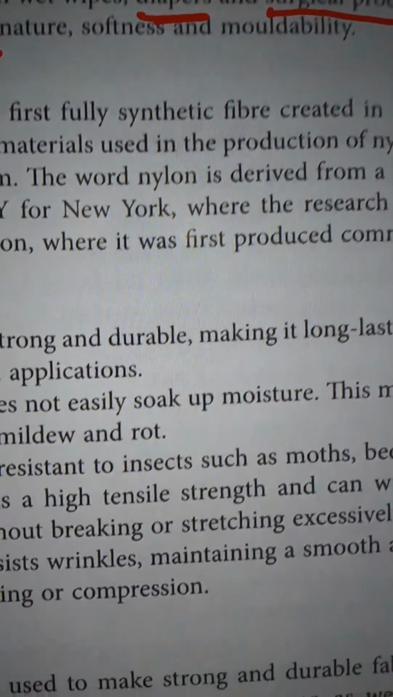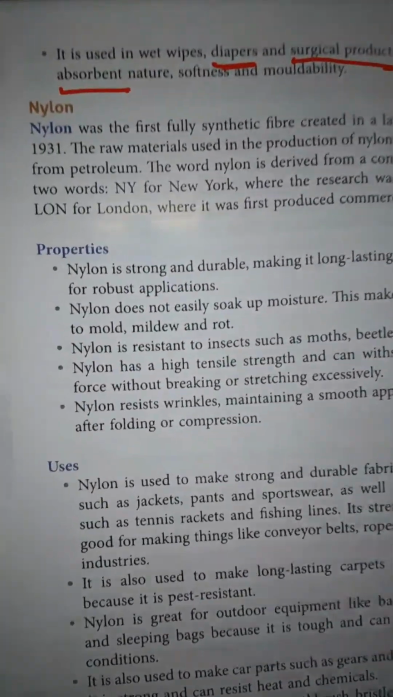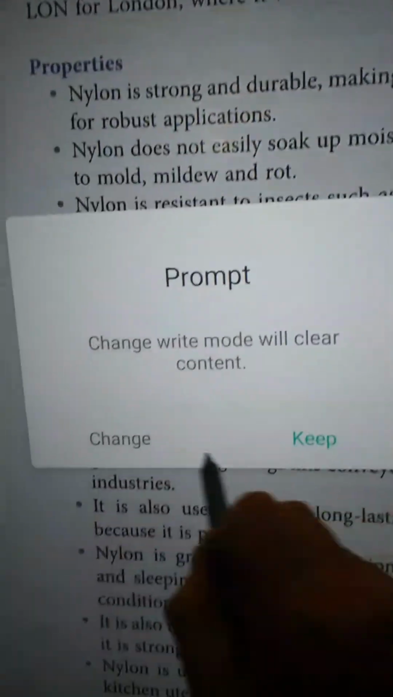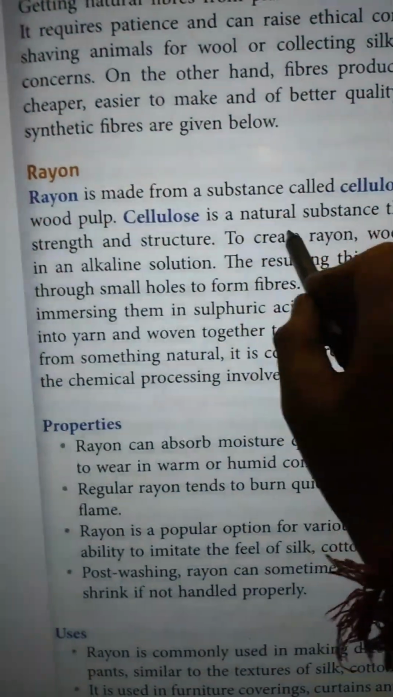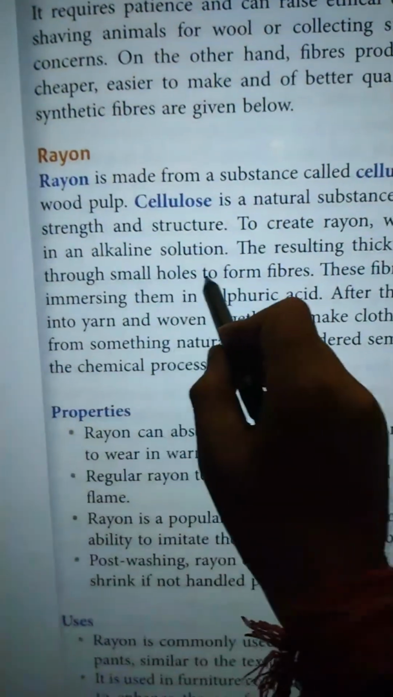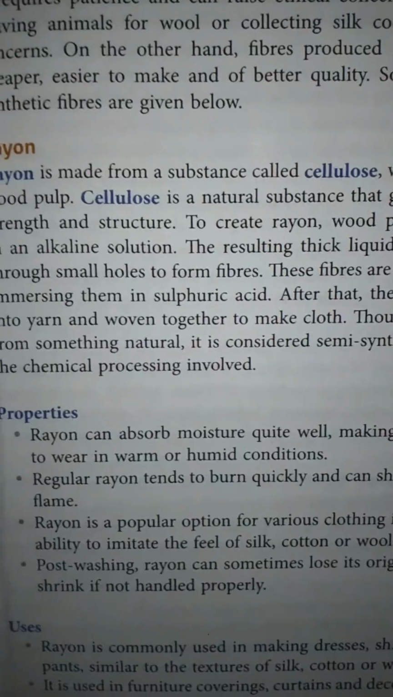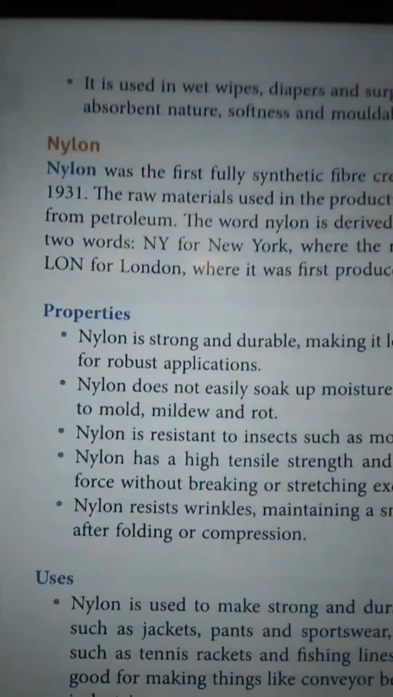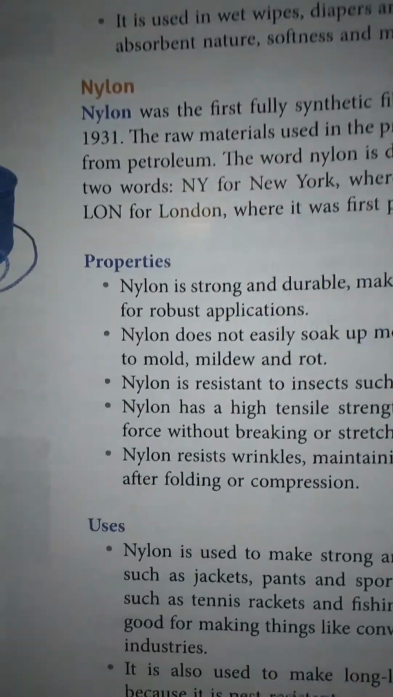So in this you have to remember what rayon is and how it is made. This part is important. First it is made into a pulp. The pulp is dissolved in alkali and then treated with acid. These are the ways in which rayon is made. Then the next important synthetic fiber is nylon.